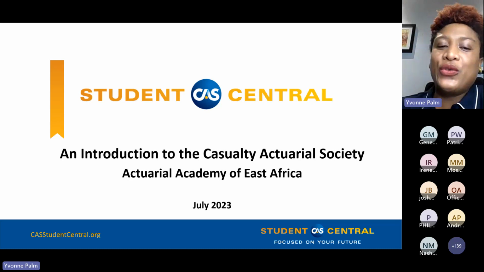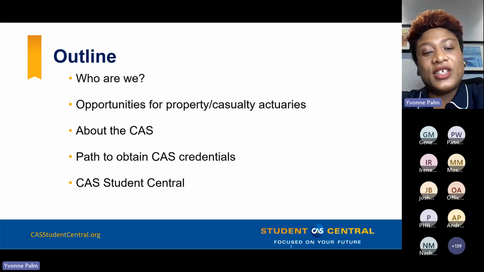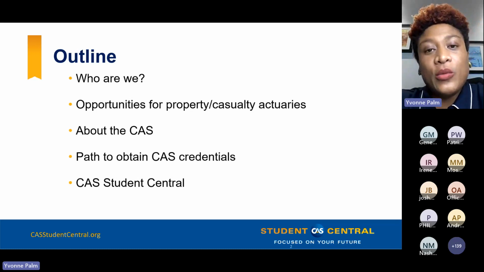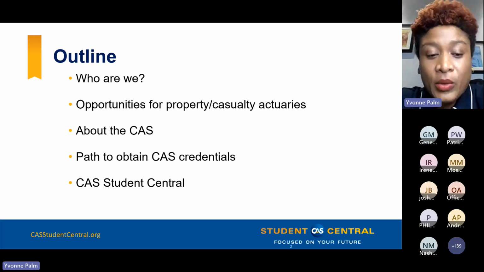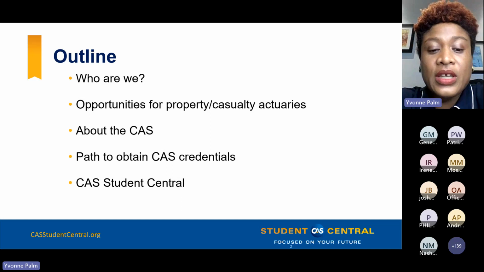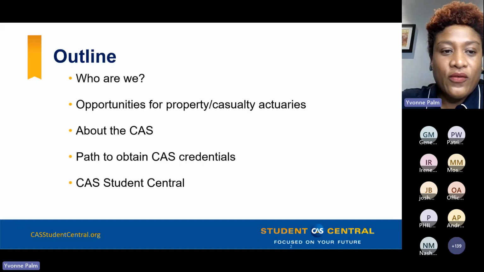So yes, I'm going to take you through a bit about the Casualty Actuarial Society. I'm going to talk a little bit more about what opportunities there are for property, casualty, or general insurance actuaries, a bit more about the CAS, and also the path to obtaining CAS credentials. I'm also going to talk a little bit more about the CAS Student Central, which is a resource that we have at the CAS for students like yourselves. And then at the end, I'm also going to touch on career transitions. And I'm going to focus more on the transition from university to the workforce.